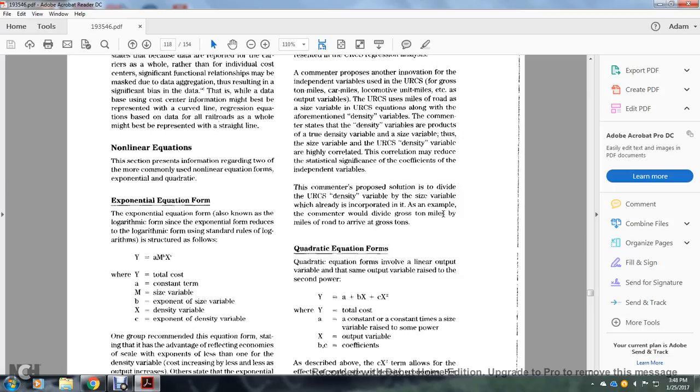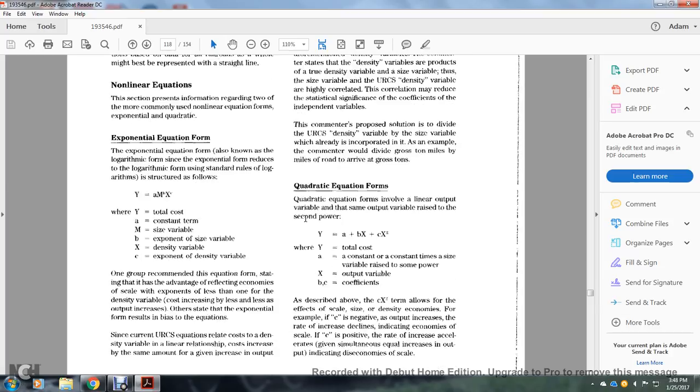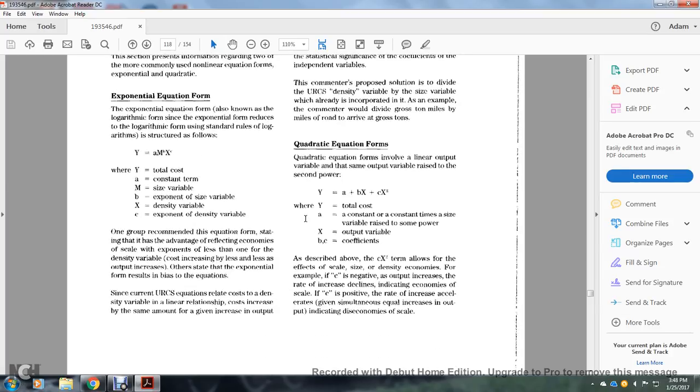The commentator would divide the gross ton miles by the miles of road to arrive at the gross tons. Quadratic equation formula: the quadratic equation is a linear output variable with the same output variable raised to the second power, y equals a plus bx plus cx squared.